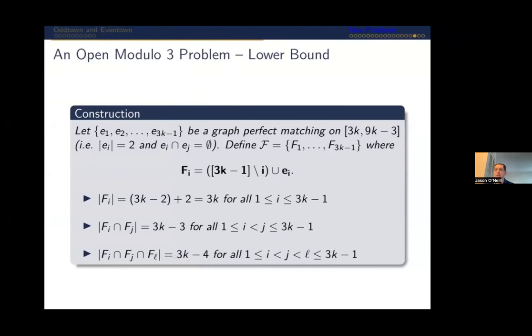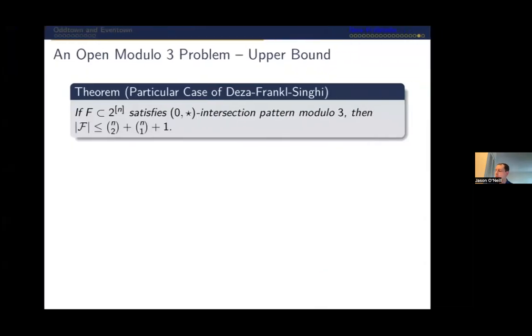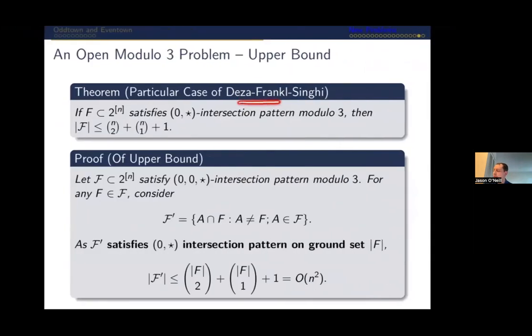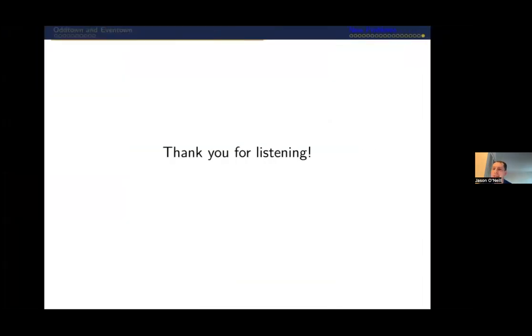This is always 2 mod 3. So if we want to fully utilize things, we need to have the 3-wise intersections be both 1 and 2 mod 3. So when we use this Deza-Frankl-Singhi theorem for the upper bound, we're implicitly using that the 3-wise intersections are 1 and 2 mod 3, whereas our construction only has 2 mod 3. Okay, so that's all I want to say about that. Thank you for listening. And yeah, please let me know if you have questions.